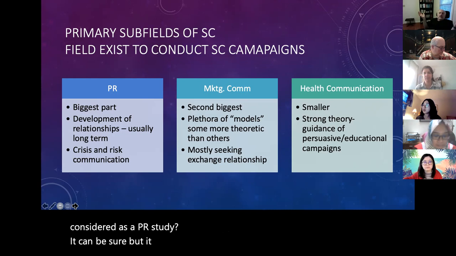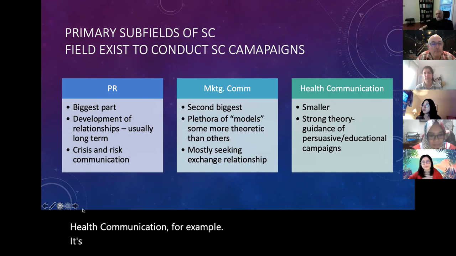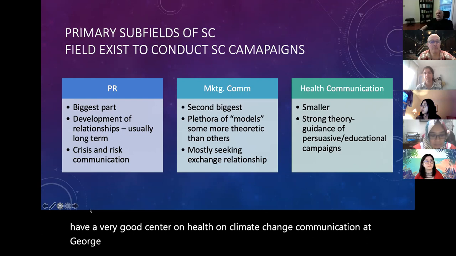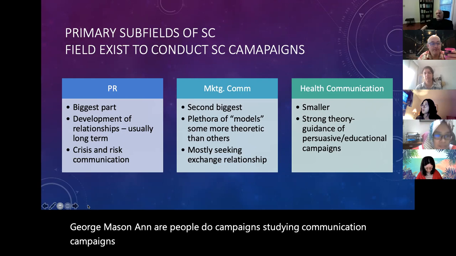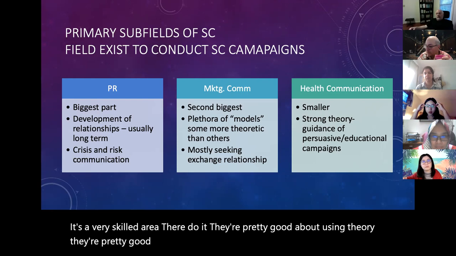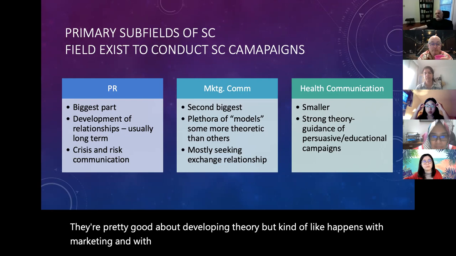It's good that you would bring up environmental communication. We have a very good center on health and climate change communication at George Mason. And our people do campaigns, study communication campaigns on climate change communication across the US. It's a very skilled area. They're pretty good about using theory. They're pretty good about developing theory, but kind of like happens with marketing and with political campaigns a lot, and various kinds of social development campaigns.